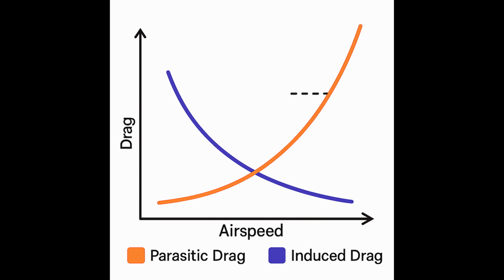And then we have parasitic drag. Parasitic drag is the resistance that an aircraft experiences that doesn't contribute to the lift. Essentially, it's wasted energy. Unlike induced drag, which is a byproduct of lift generation, parasitic drag increases with speed and comes from three main sources.